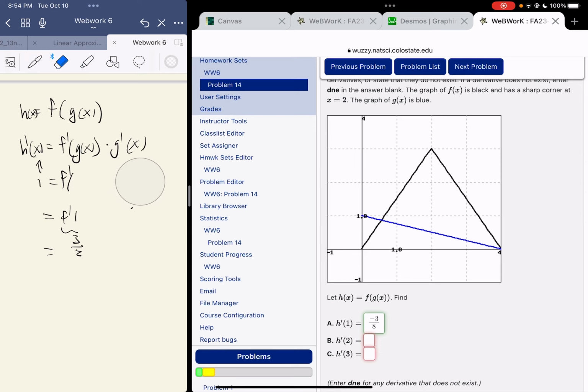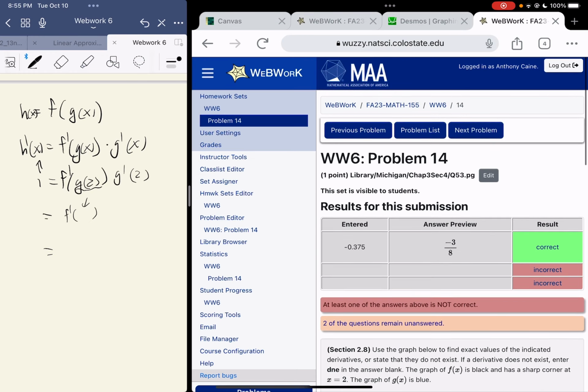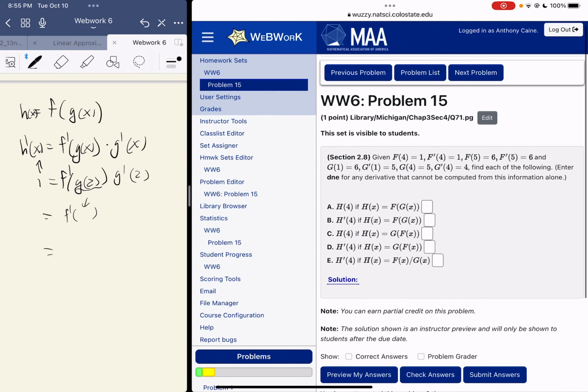So just remember, with this, we have g of 2. G of 2 is what you figure out, and then you have to plug that into f prime, right? We have a composition happening here. Okay, cool. Let's look at the next problem, and we're almost done.